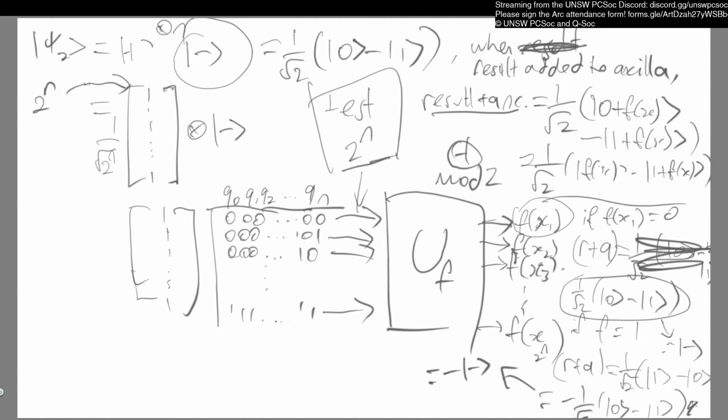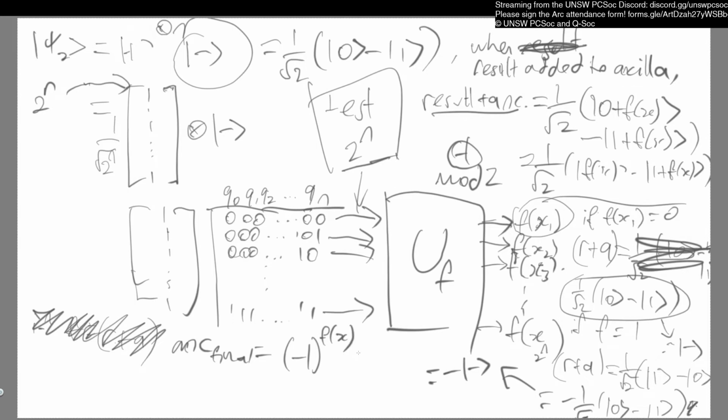So can we see a pattern here? The result added onto the ancilla final state is equal to minus 1 to the f of x times the minus state. So this minus state was the state of the ancilla before. And so what we're doing is we're just adding this phase factor of minus 1, or e to the i pi. So why is that useful?